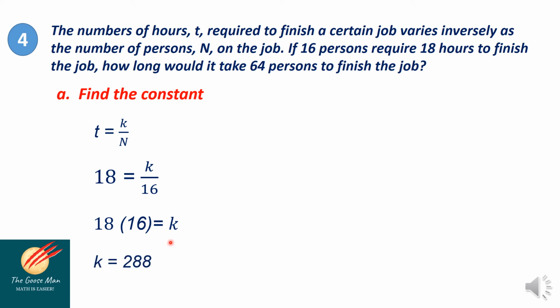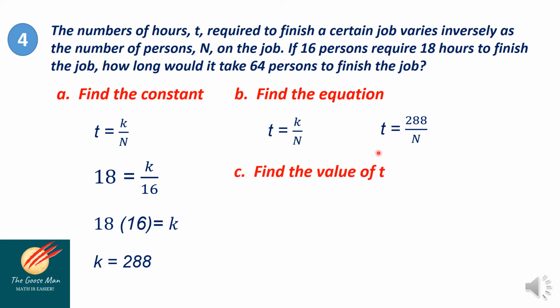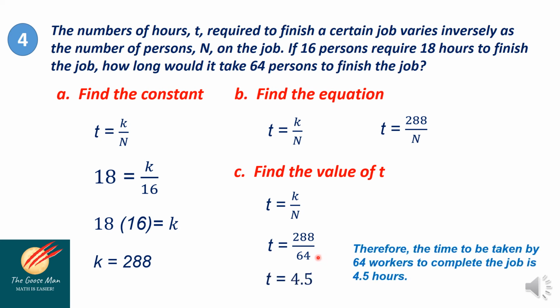Now that we know that our constant is equal to 288, the next step is we will find the equation such that t is equal to k all over n. Substitute that t is equal to 288 all over n. Next, let's find the value of t. So, t is equal to k all over n. Let's substitute. So, 288 all over n, where n is equal to 64. So, t is equal to 4.5. Therefore, the time to be taken by 64 persons to complete the job is 4.5 hours.